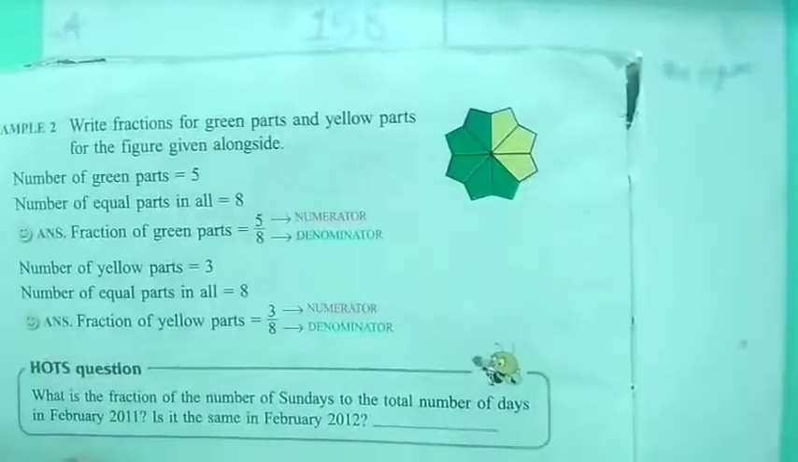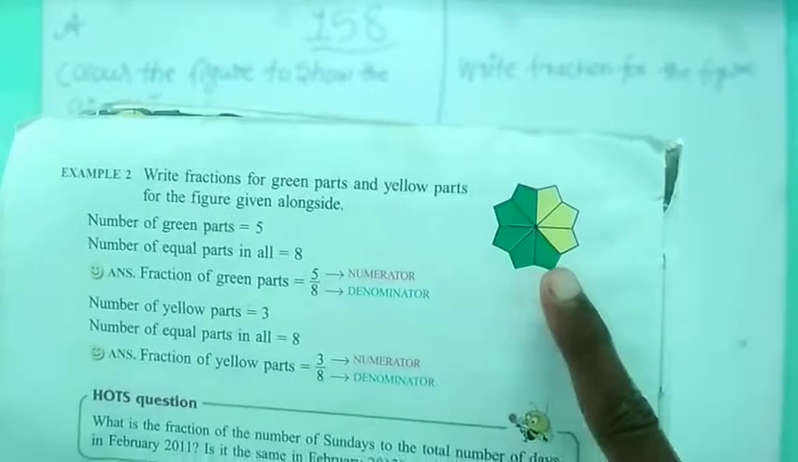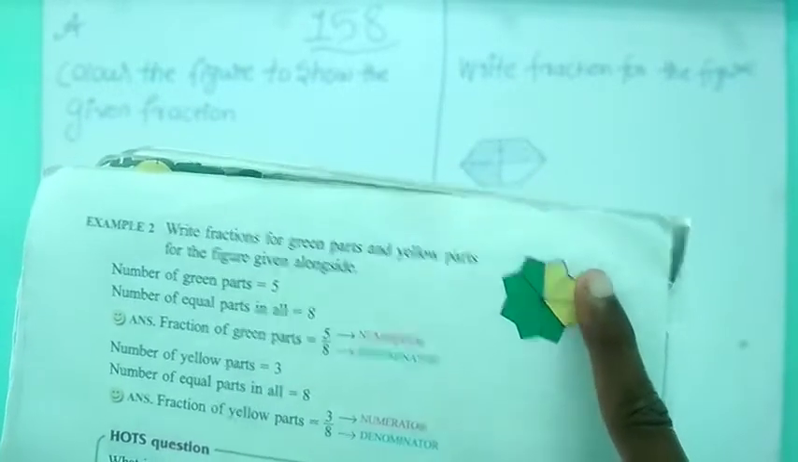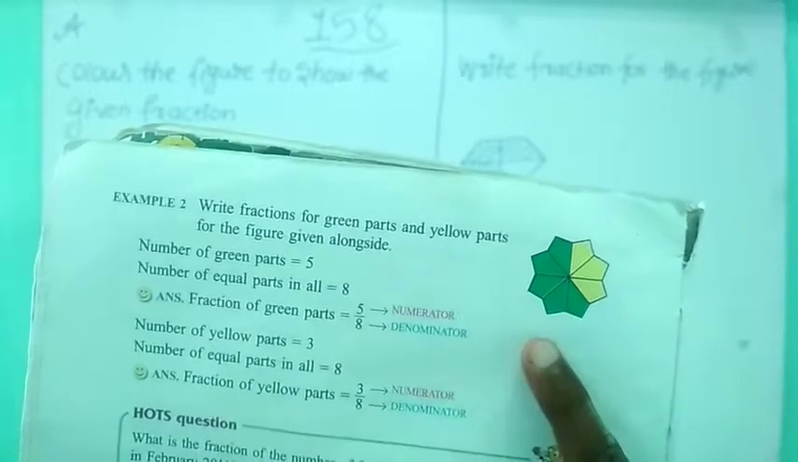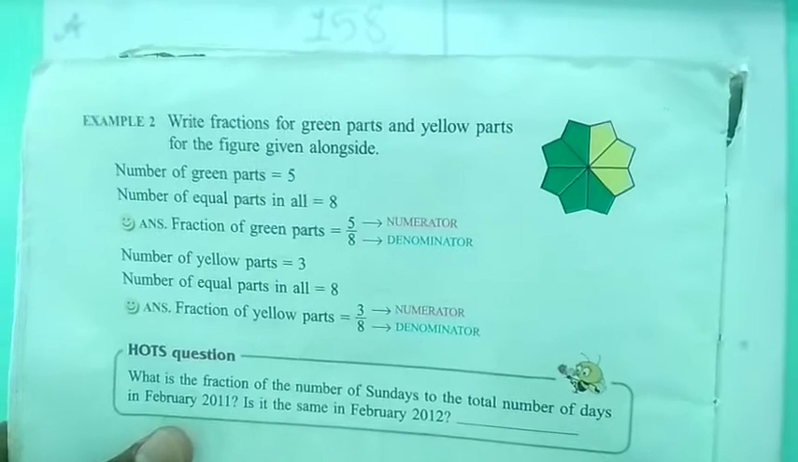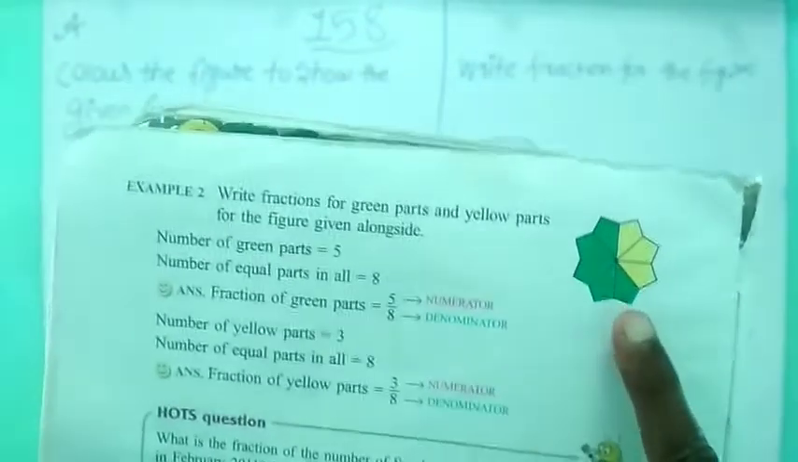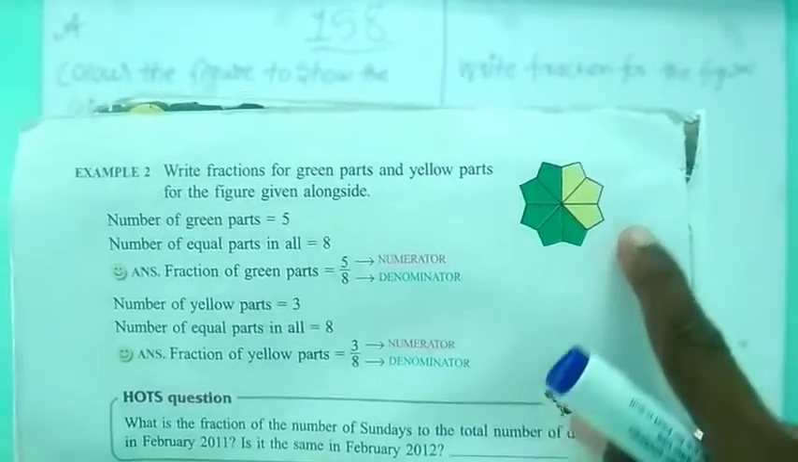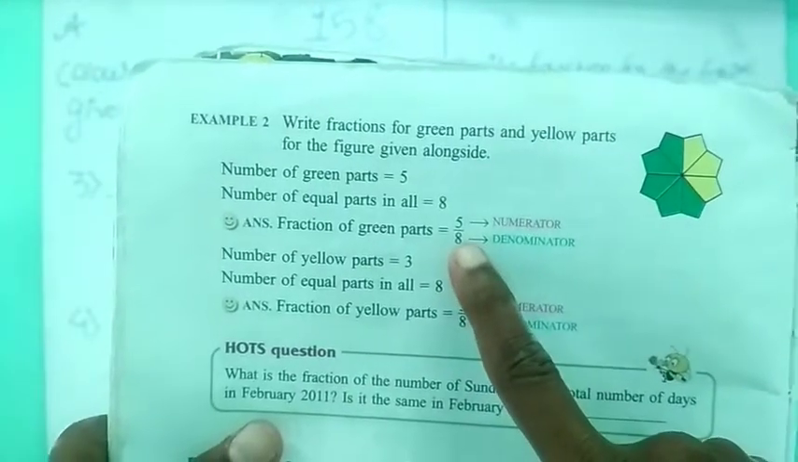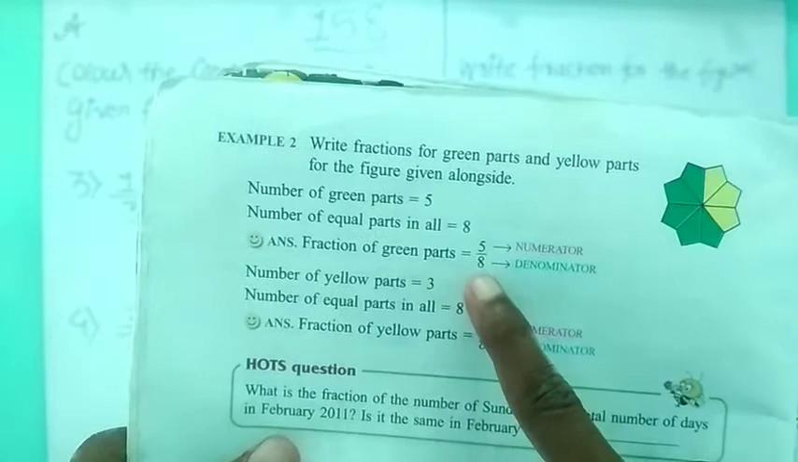So first of all, what do we have to do? We have to count the total number of parts in this figure. How many total parts are in this figure? 1, 2, 3, 4. Okay, the left side has 4, so the right side will also have 4. So here we know that there are 8 total parts. That's why the denominator has 8. Both have 8 in the denominator.